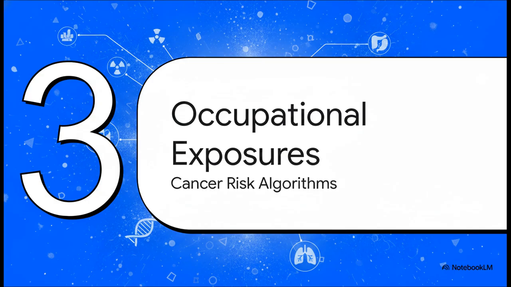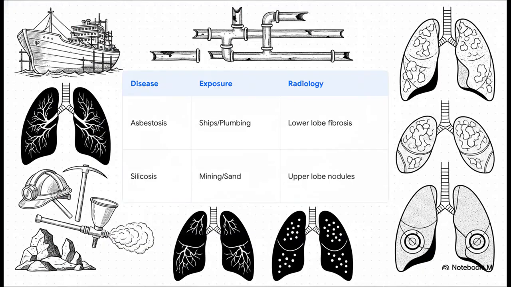Let's switch gears to Module 3, Occupational Exposures and Cancer Risk Algorithms. All right, let's run a rapid-fire comparative analysis on environmental particle profiles. Asbestosis is typically driven by exposures in shipbuilding, roofing, and plumbing. Physiologically, the damage gravitates downward. It causes interstitial fibrosis in the lower lobes alongside those pathognomonic ivory-white pleural plaques.